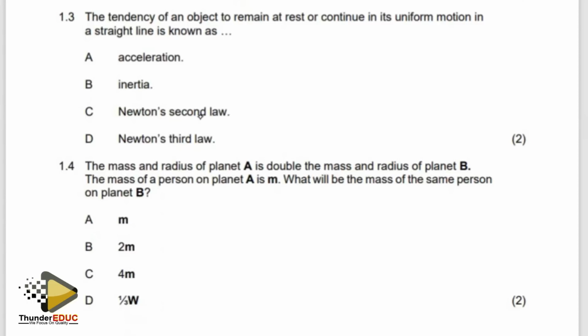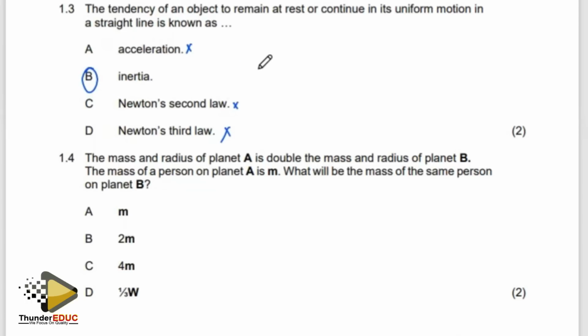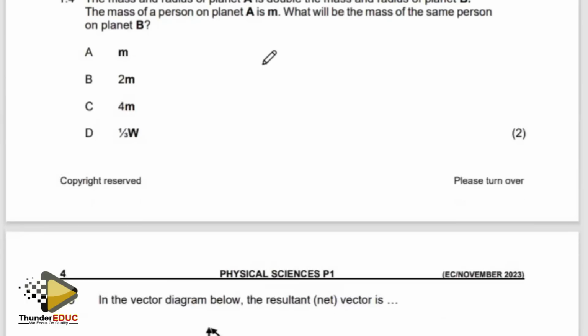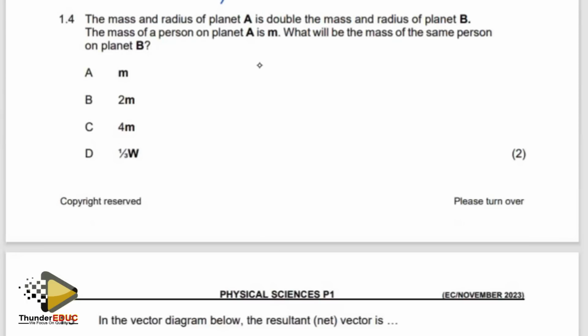And Newton's first law is not the definition of acceleration. This is second law, this is third law. So what is linked to Newton's first law is inertia, the willingness or the unwillingness of an object to move. That's inertia.